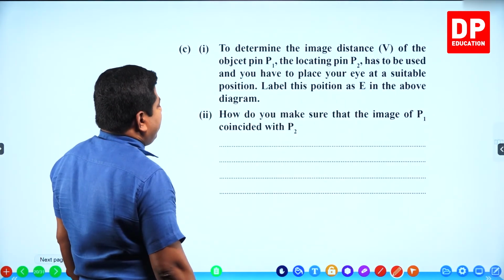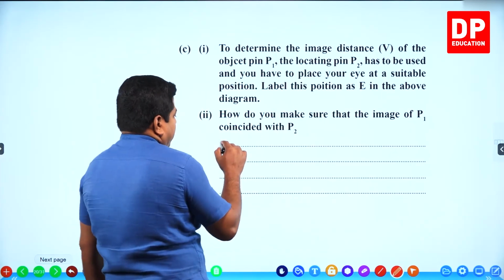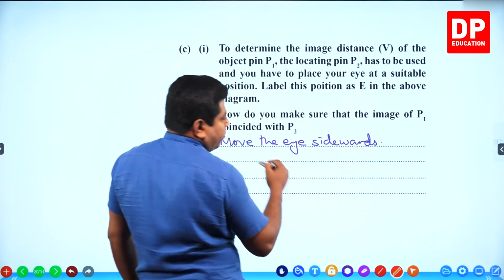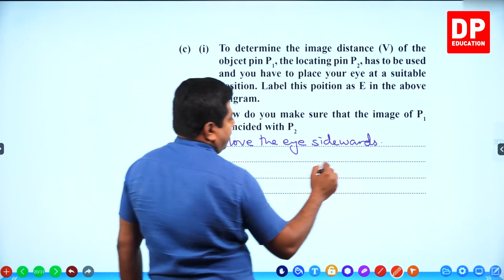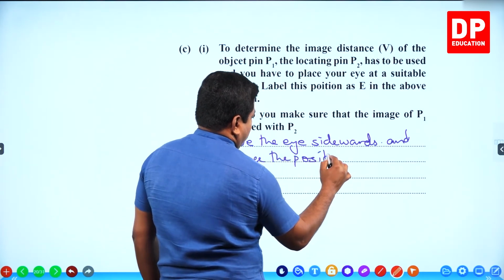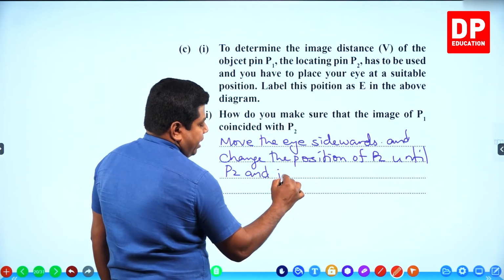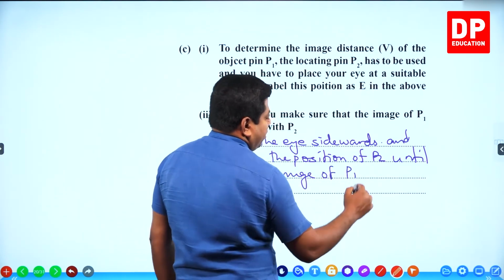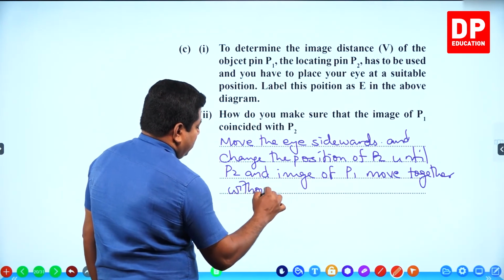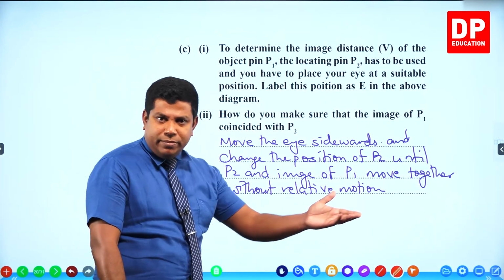How do you make sure that the image of P1 coincides with P2? Move your eye sidewards and change the position of P2 until P2 and the image of P1 move together without relative motion. Clear? We have done that many times. You know that very clearly. Next.